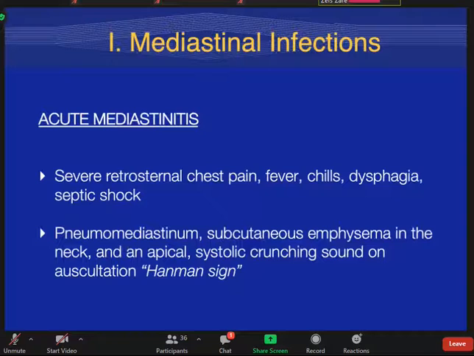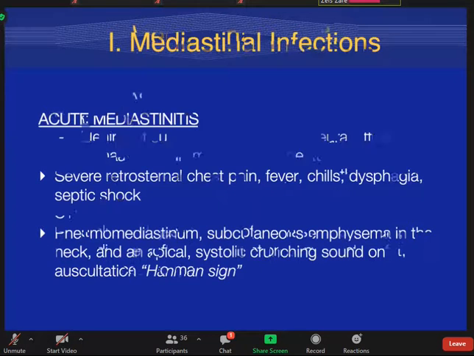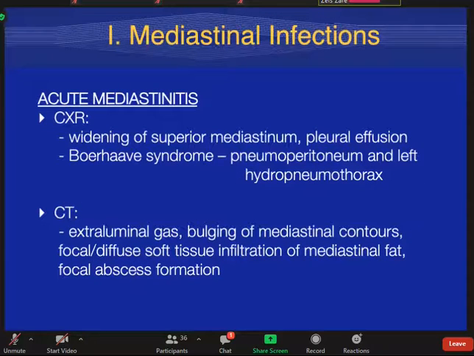It is characterized by severe retrosternal chest pain, fever, chills, dysphagia, and often accompanied by septic shock. Physical examination may reveal findings associated with pneumomediastinum, with subcutaneous emphysema in the neck and an apical systolic crunching sound on chest auscultation known as the Hamman sign. Radiographic findings are widening of the superior mediastinum and pleural effusion.